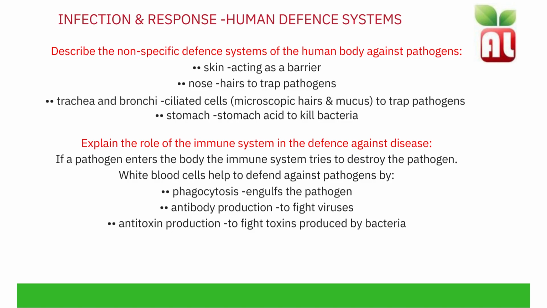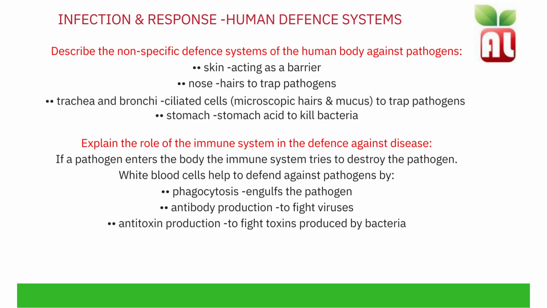The human defence systems include non-specific defence systems and the immune system. The non-specific defence systems of the human body will prevent pathogens from entering. A reminder that a pathogen is a microorganism that causes disease. The human body has skin, which acts as a physical barrier. The nose has hairs to trap the pathogens and prevent entry to the body.